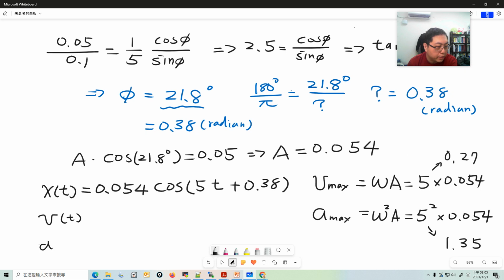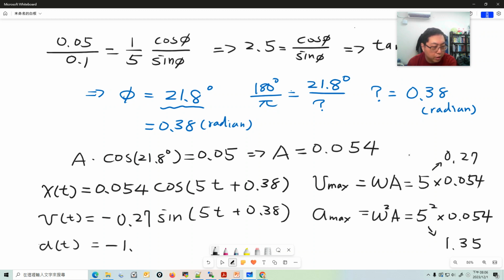I think it's very easy. It's minus Vmax, which is 0.27, and sorry, it's sine. Inside the sine function it is the same. And the acceleration, same: Amax times the cosine, minus omega squared times A, right? So it's Amax, with 5t plus 0.38.